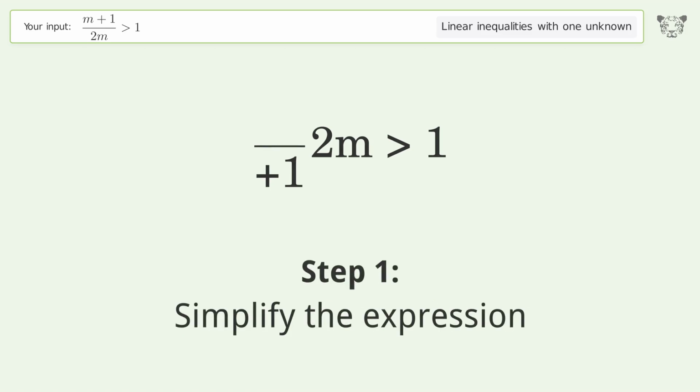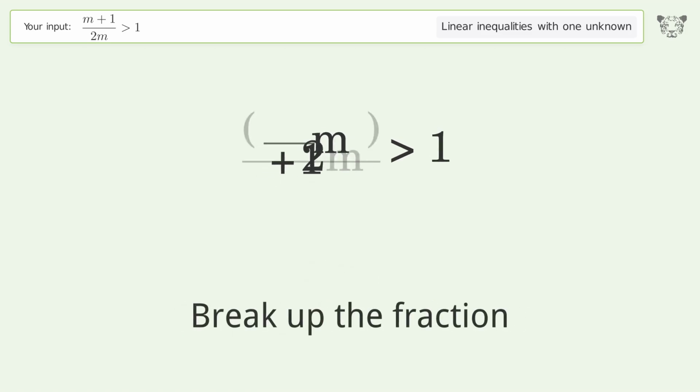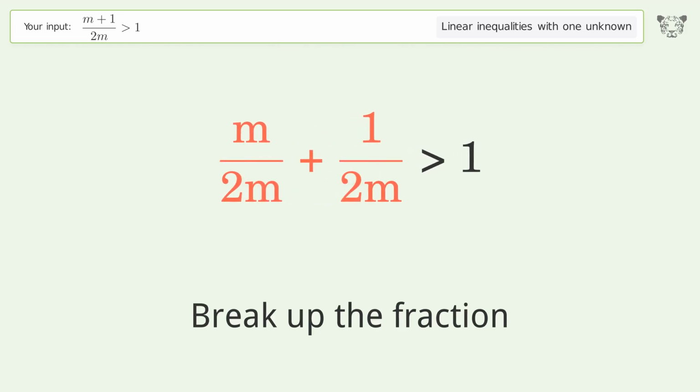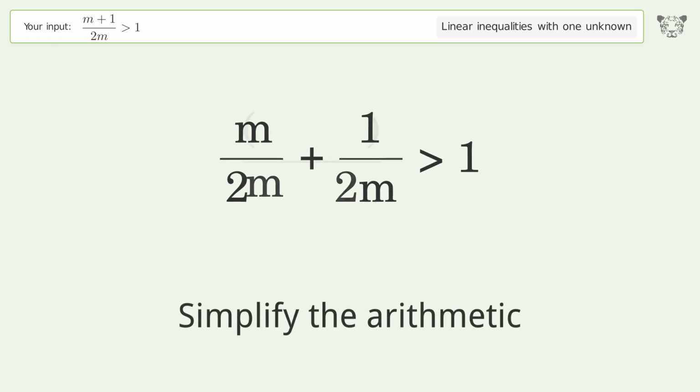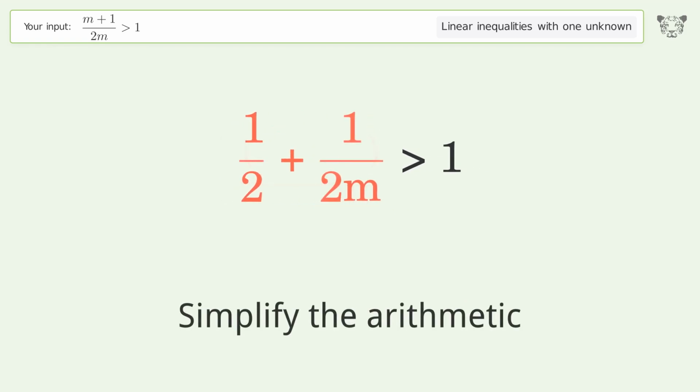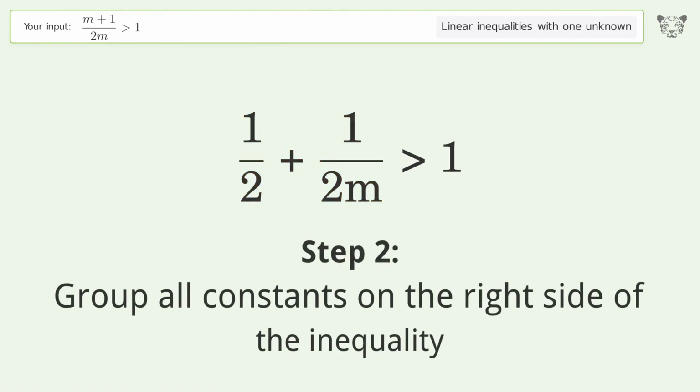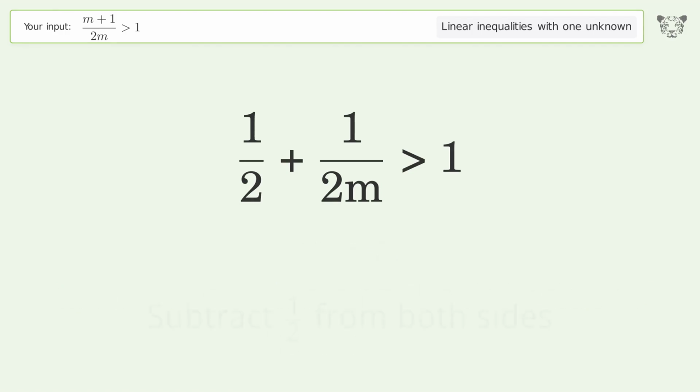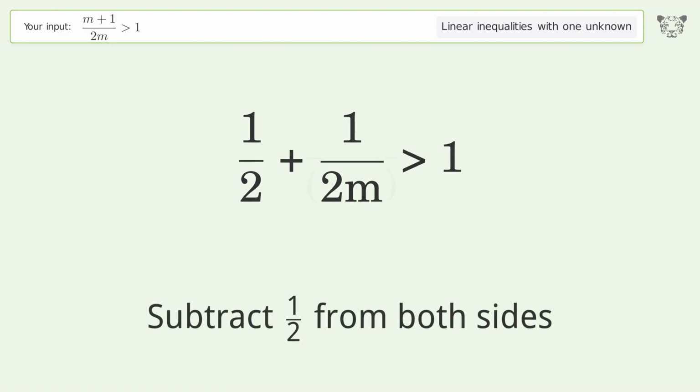Simplify the expression. Break up the fraction. Simplify the arithmetic. Group all constants on the right side of the inequality. Subtract 1 over 2 from both sides.